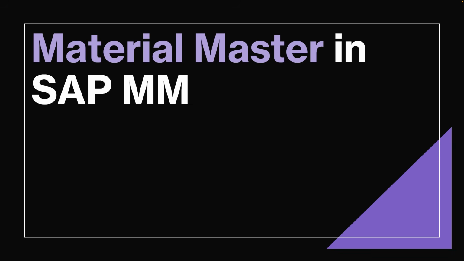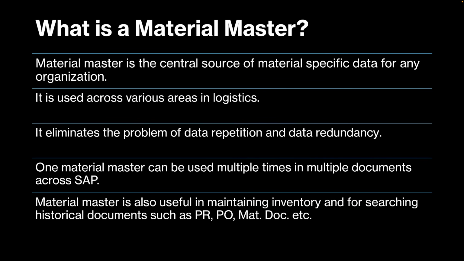SAP. So let's start. So first of all, let's understand what is material master. As discussed in the earlier video also, material master is the central source of material specific data for any organization. If your organization is dealing with materials, then you need to store the data of that material in some entity. That entity or that resource is called material master. It will basically hold all the data which is relevant for your material, and that data you will be able to use repeatedly in all your purchasing documents.